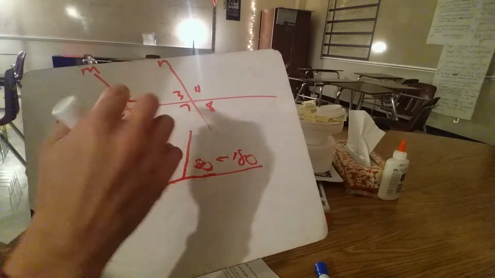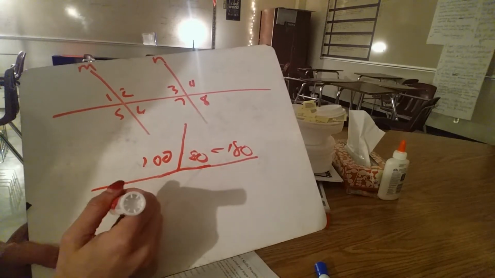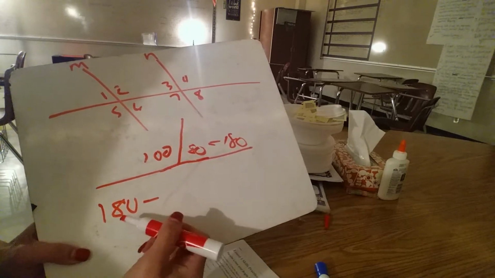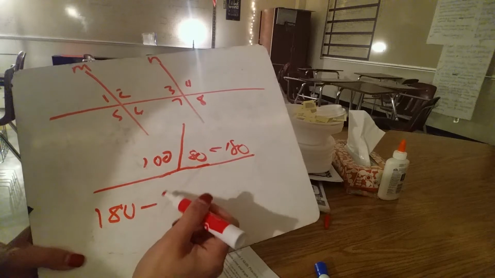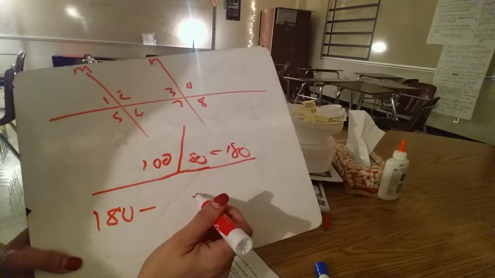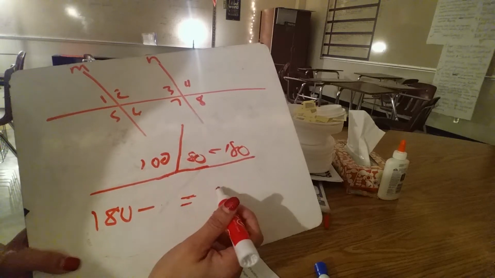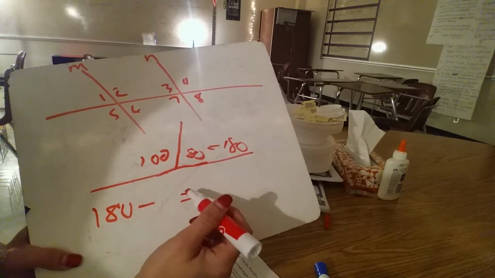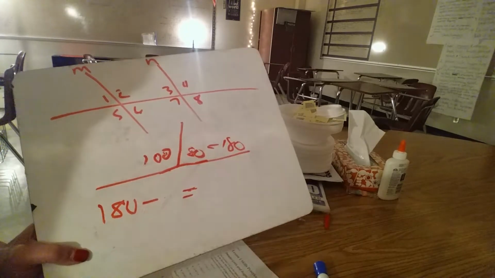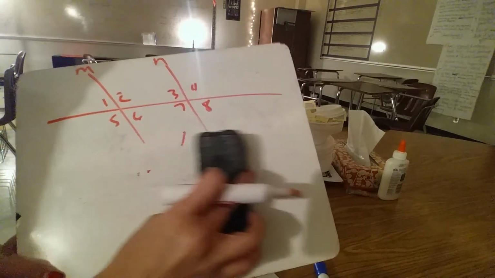So if they give you one angle, guys, I don't know why this is hard for you to figure out, but that means that you're going to take 180 and you're going to minus whatever angle they give you, the measurement right here, and that's going to give you your missing angle. So you take 180, you subtract the angle measurement they give you, and you get that.